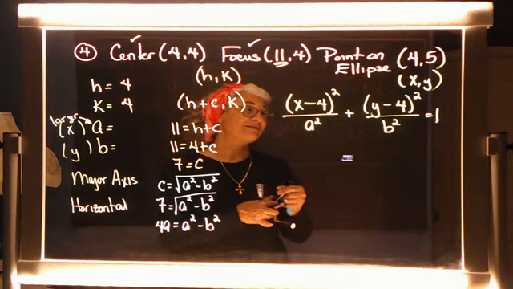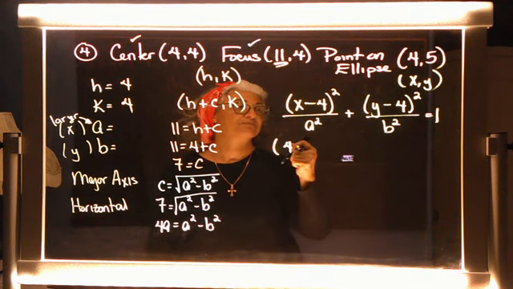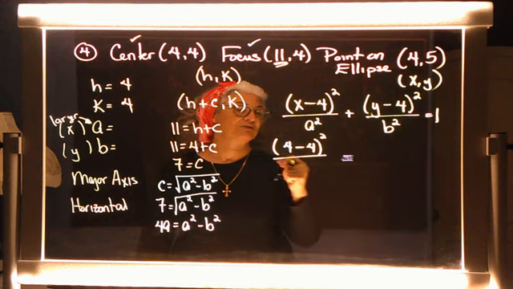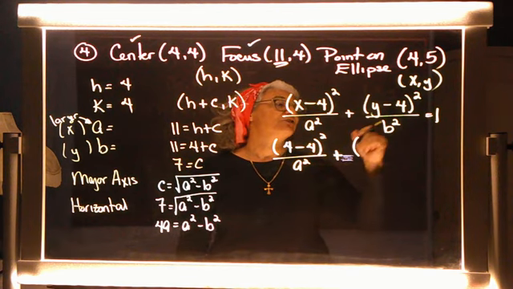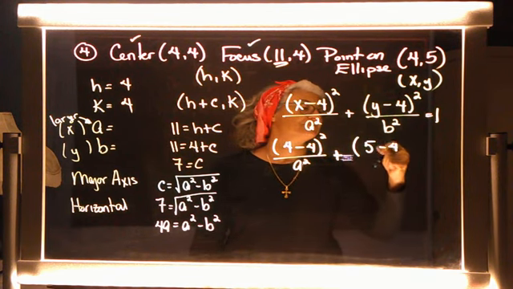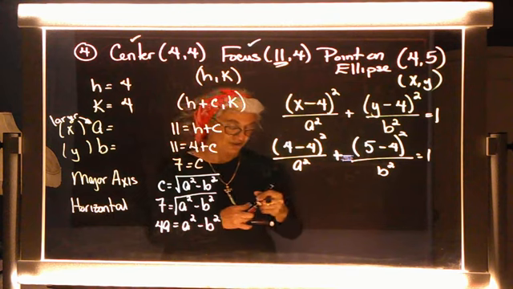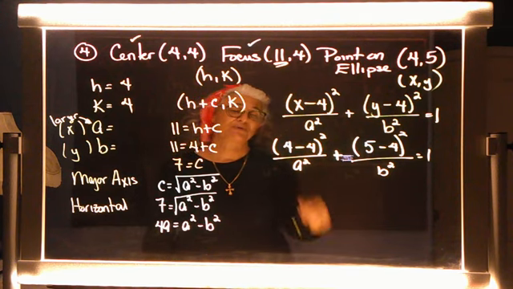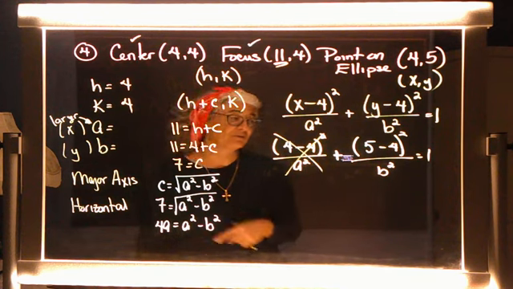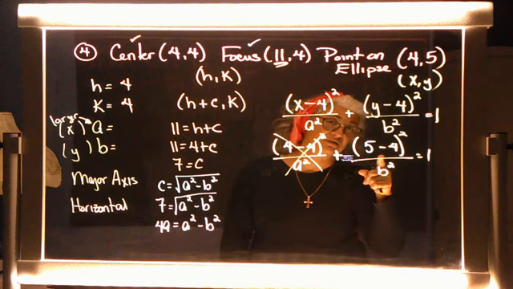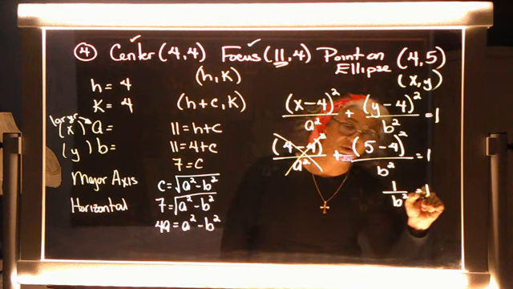So in place of the X, what are we going to put? Yeah, we're going to put 4. Ooh, I'm liking the way this is looking already. And in place of the Y, what are we going to put? Yeah, you're going to put 5. Right? Okay. What's 4 minus 4? Yeah, 0. This first one drops out, doesn't it? So be it. Let it go. What do we get here? 5 minus 4. 1. Squared? 1. So I got 1 over B squared equals 1.